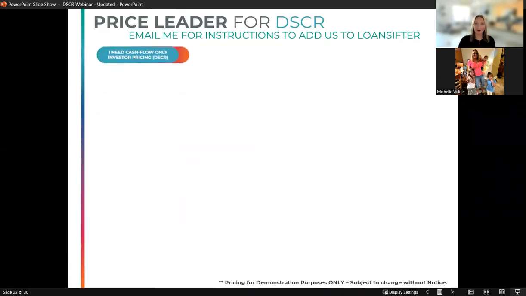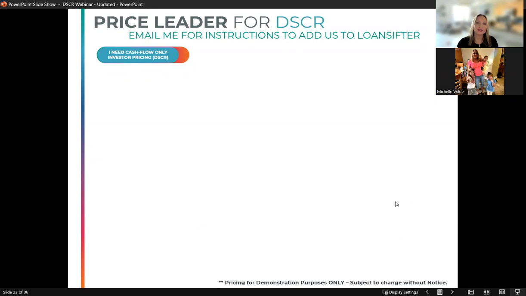So, exciting part, we are at the top of Loan Sifter for DSCR pricing. I actually priced these out right before we jumped on the call. So these should be current, but I can't guarantee it. Unless pricing has changed, this should be current pricing. When you're logged into our portal, by the way, if you don't know your portal login, email StarHelp, that's StarHelp at orionlending.com. They can reset your password for you.